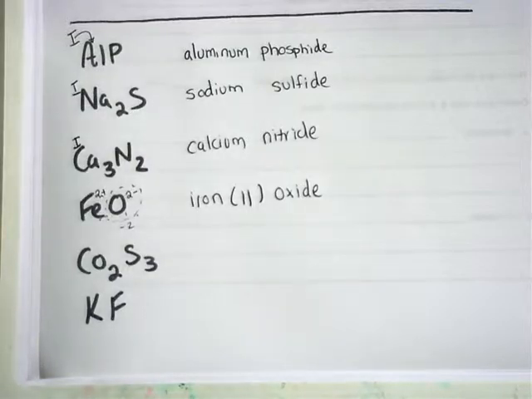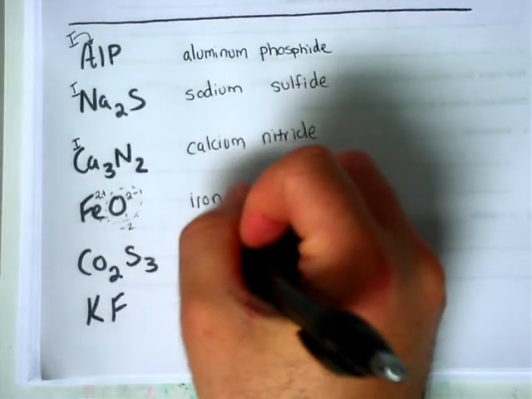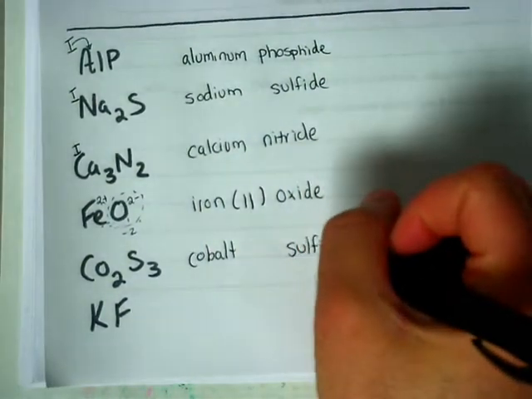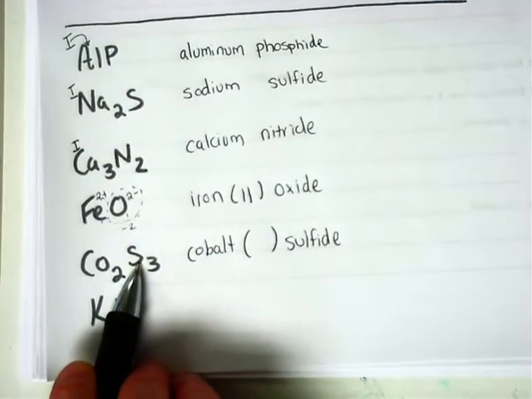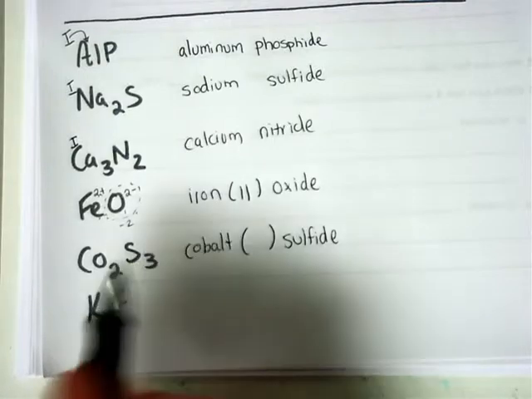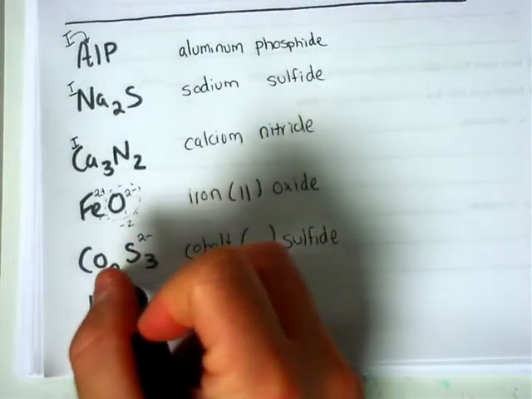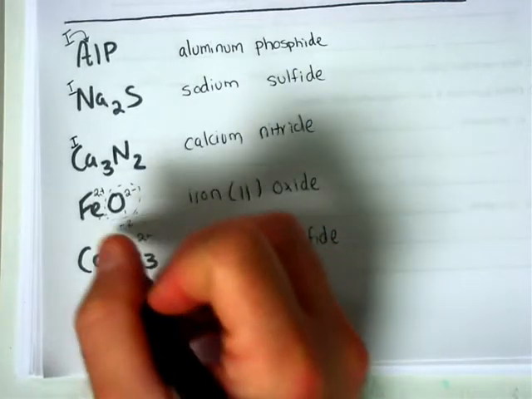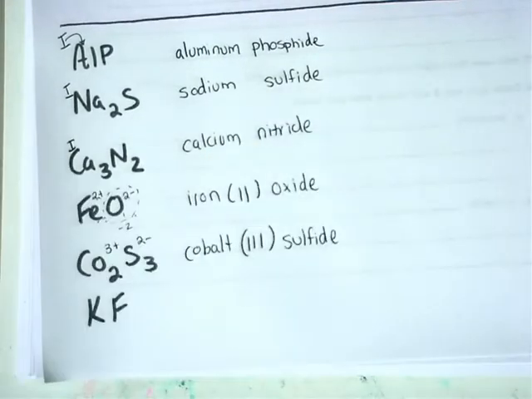Cobalt sulfide. But what's so different about cobalt? It is a transition metal. What's the charge of sulfur? It's a 2 minus, right? That's where that 2's coming from. So what does that mean the 3's coming from? The cobalt. That means the cobalt has to be 3 charge.